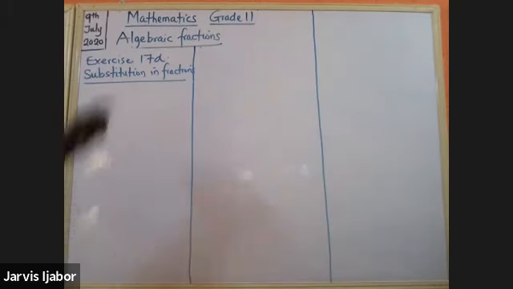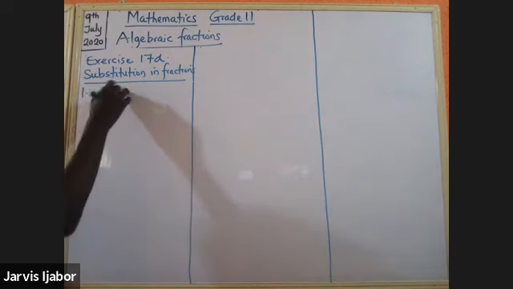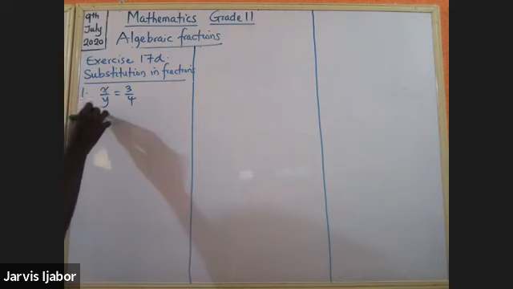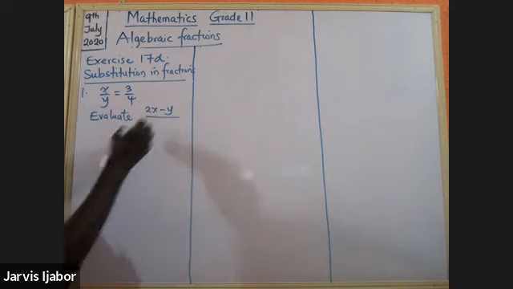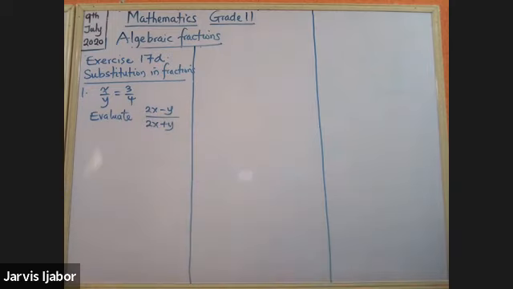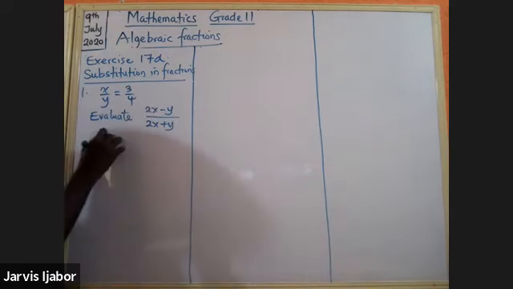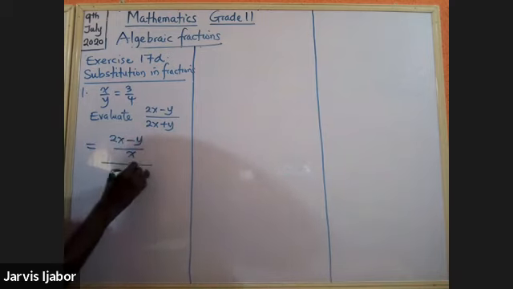So we come to a new exercise, exercise 17D, and this one talks about substitution in fraction. Now, question 1 says, if x over y is equal to 3 over 4, then evaluate 2x minus y over 2x plus y. This one is very simple. You already know what x over y is. So what you do first is to divide top and bottom by x. So this will be 2x minus y divided by x over 2x plus y divided by x.